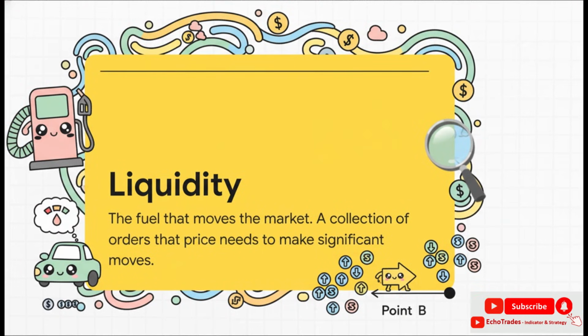Okay, so we've got direction down. Now let's talk about that second force, liquidity, the fuel. In the simplest terms, liquidity is just a big cluster of buy and sell orders. And without these orders, the market literally cannot move. It's like a car running on empty. For the market to make any kind of real significant move, it has to go where the fuel is.